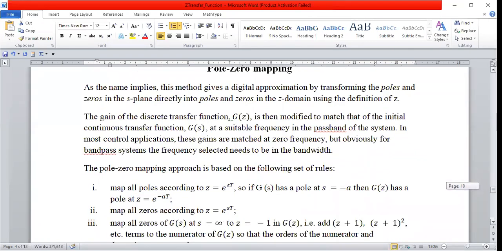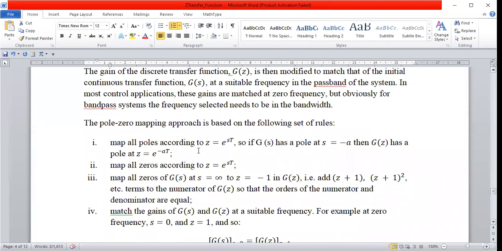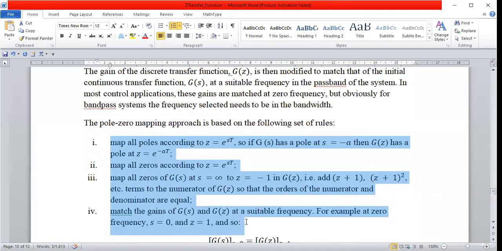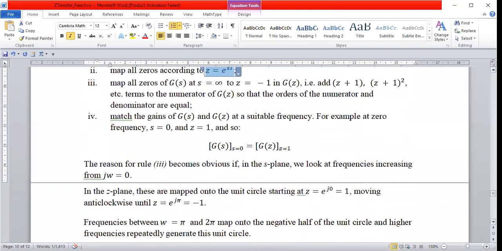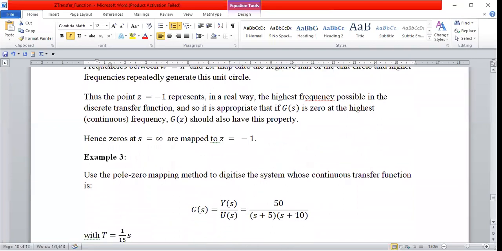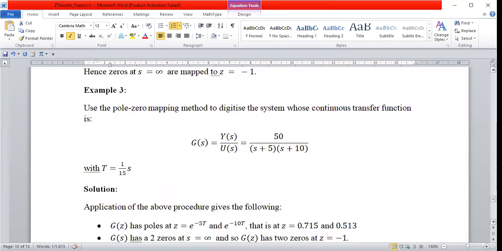For the pole zero mapping, these are the steps you follow. You map the poles using the exact transformation. You map the zeros also using the exact transformation. Then you map all zeros at S equal to infinity to Z equal to -1. Then you get the gains. So I'm rushing because I just want to complete this class. I don't want a third part.